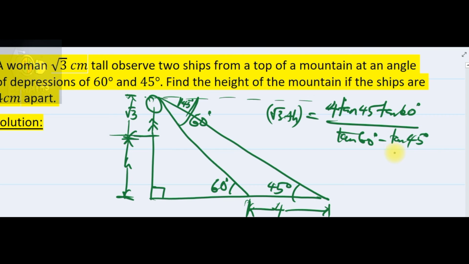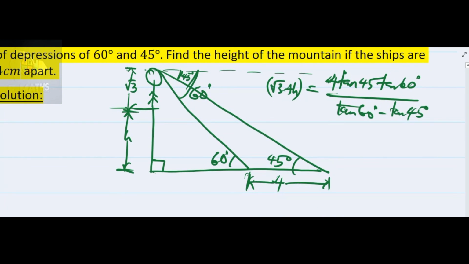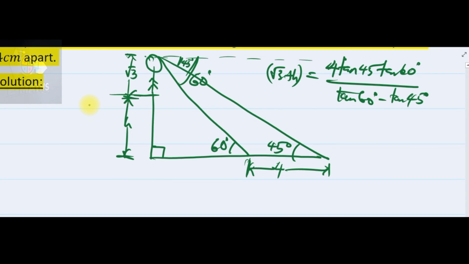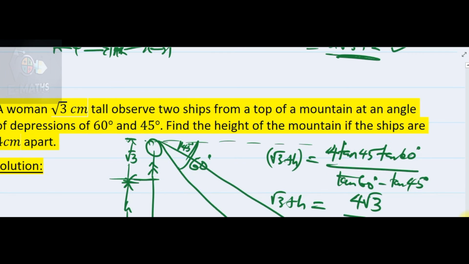Remember, our main aim is to find the height of the mountain, which is h. So from this, tan 45 is 1, so we have 4 root 3. Tan 60 is root 3 over root 3 minus 1. Remember, this is root 3 plus h. Our main aim is to find h. So let's rationalize the right hand side first.